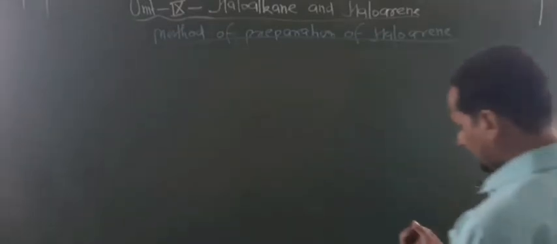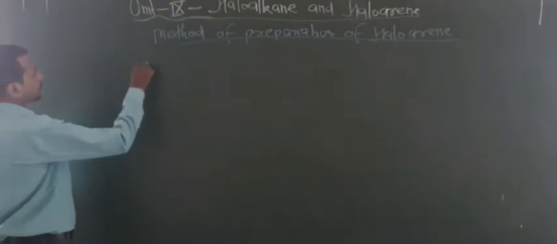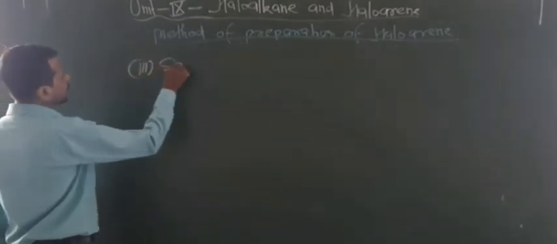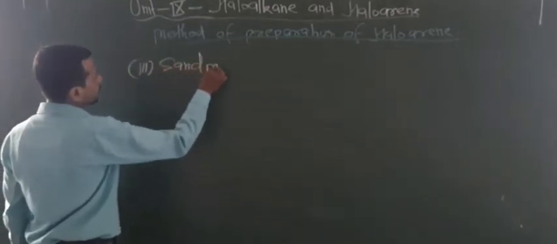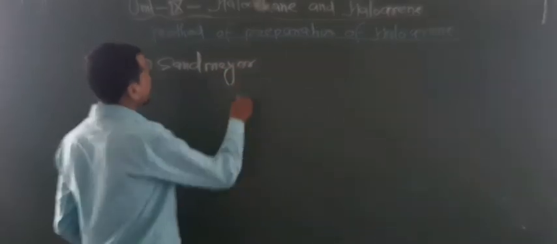Now the next method of preparation of haloarenes. The third method is the Sandmeyer reaction. This reaction also comes in the chapter Amines, that is Unit 12. The Sandmeyer reaction is also a name reaction. So look here at the conditions.